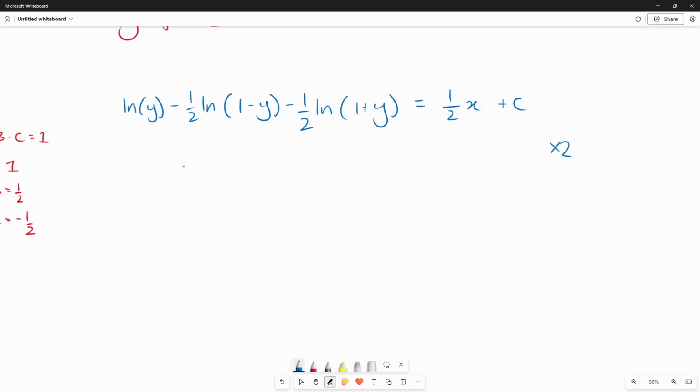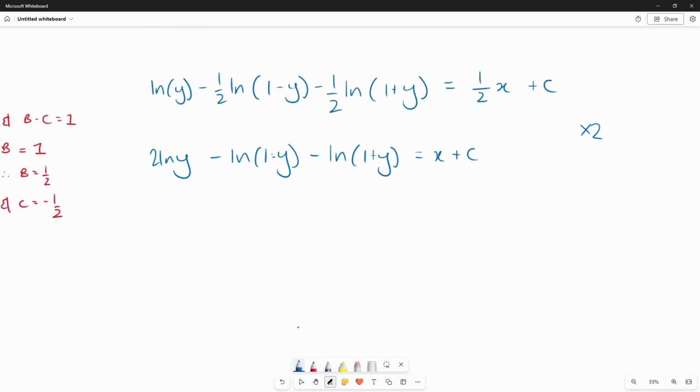So times 2, that is just going to be 2 ln y minus ln(1 minus y) minus ln(1 plus y) equals x plus c. Now what I'm going to do is factor out minus 1 from ln(1 minus y) minus ln(1 plus y), so I can just get ln(1 minus y) plus ln(1 plus y) equals x plus c.